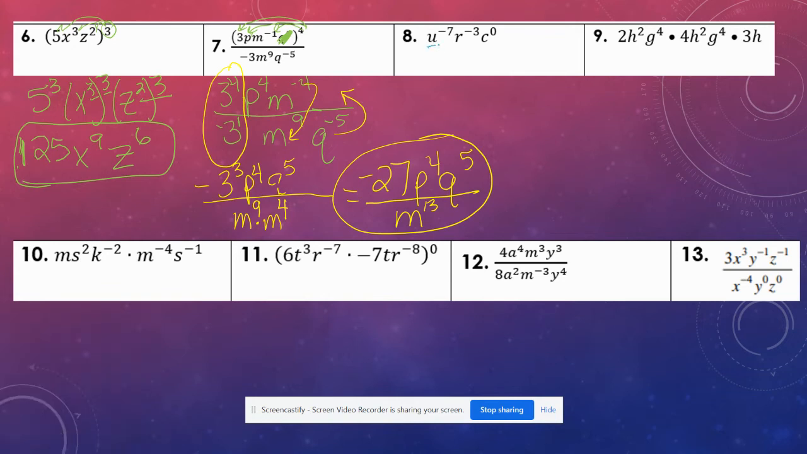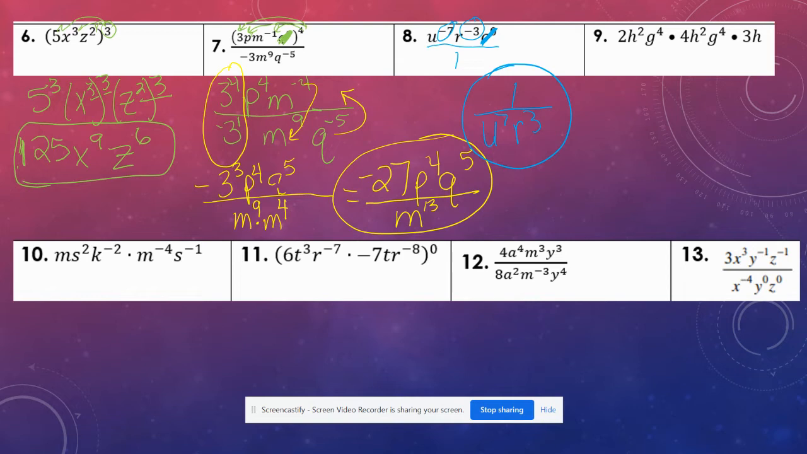For number 8, remember these are all over 1. Anything to the 0 power is 1. So we don't have to worry about C. And these negative exponents take the U and the R and do the reciprocal or the flip of them. So we have 1 over U to the 7th, R to the 3rd. And that's it for number 8.